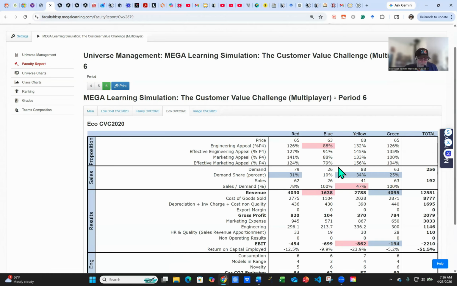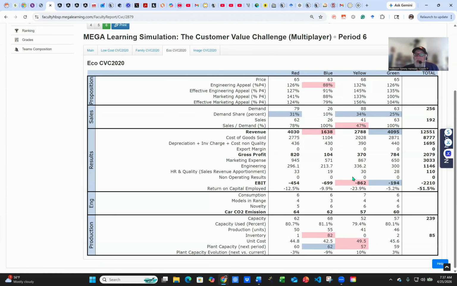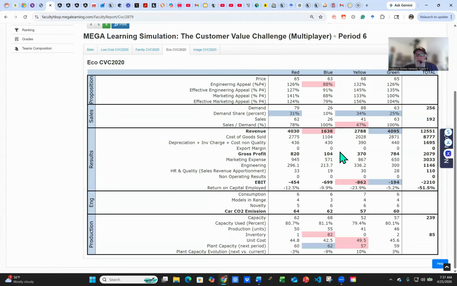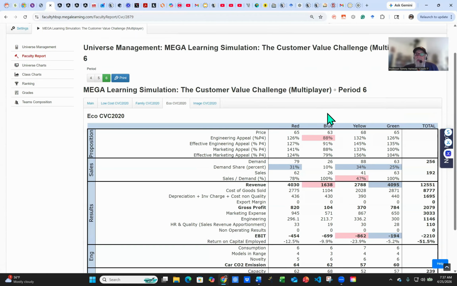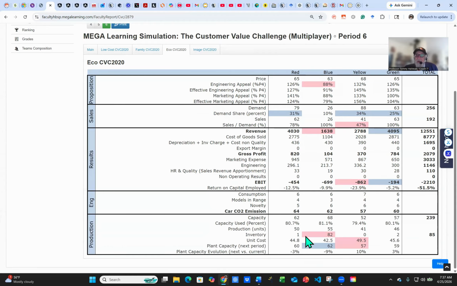And let's see, how did everybody get killed in inventory? Green didn't do too bad. In eco, let's look down at EBIT. Everybody bleeds a lot. They're just bleeding less. And let's look at inventory. Where should the inventory be a problem, with this 63 and 88 for blue or yellow? Let me look. Oh, there we go. Okay, there's our build of inventory right there.